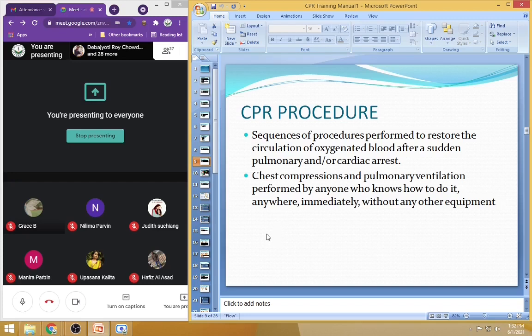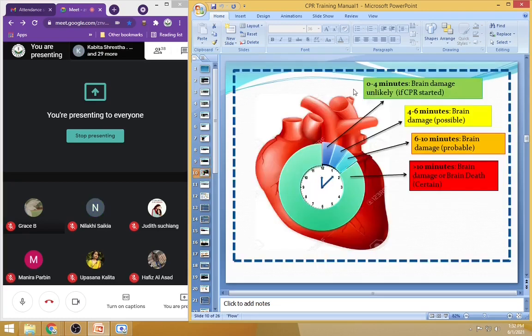So if you learn this procedure, anywhere you find someone with a breathing problem or circulation problem and collapse, then we can be of help, or we can save someone's life. Because it does not need any medication. It is just us who know the technique and we can do it. So this is an important message.